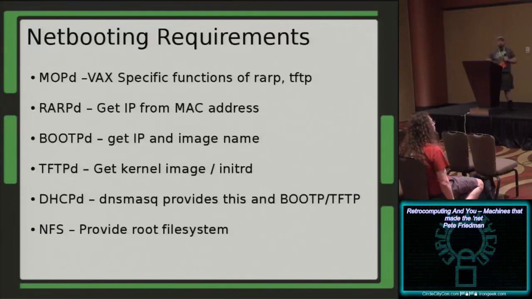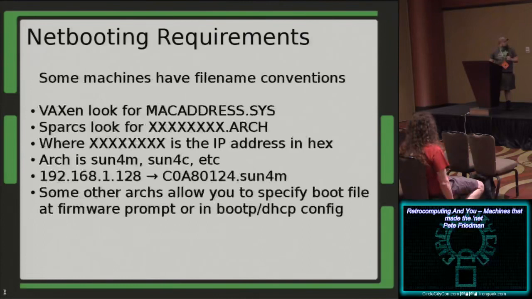Otherwise, you'll need some way for the machine to get an IP address. Usually this is done with RARP or BootP. And dhcpd, or dnsmasq, is actually a really useful utility. It combines a dynamic DNS server, DHCP server, BootP, and TFTP in one nice package. So if you want a one-stop shop for that stuff, I highly recommend it. And it's available on Linux as well as NetBSD. And obviously you need NFS to provide the file system.